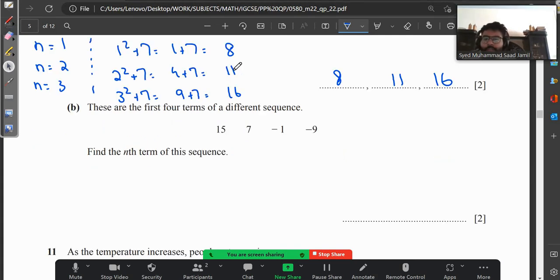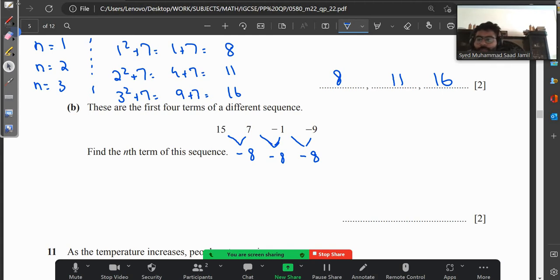Moving on to part B, it says find the nth term of this sequence. Nth term of this sequence basically means you have to find the equation first. Whenever you have to find the equation, check the difference between the terms. 15 and 7, the difference is of how much? The difference is of minus 8. Then 7 and minus 1, the difference is of how much? Minus 8 once again. And minus 1, minus 9, the difference is minus 8 once again. Since the difference is same throughout, it means it's AP, arithmetic progression.